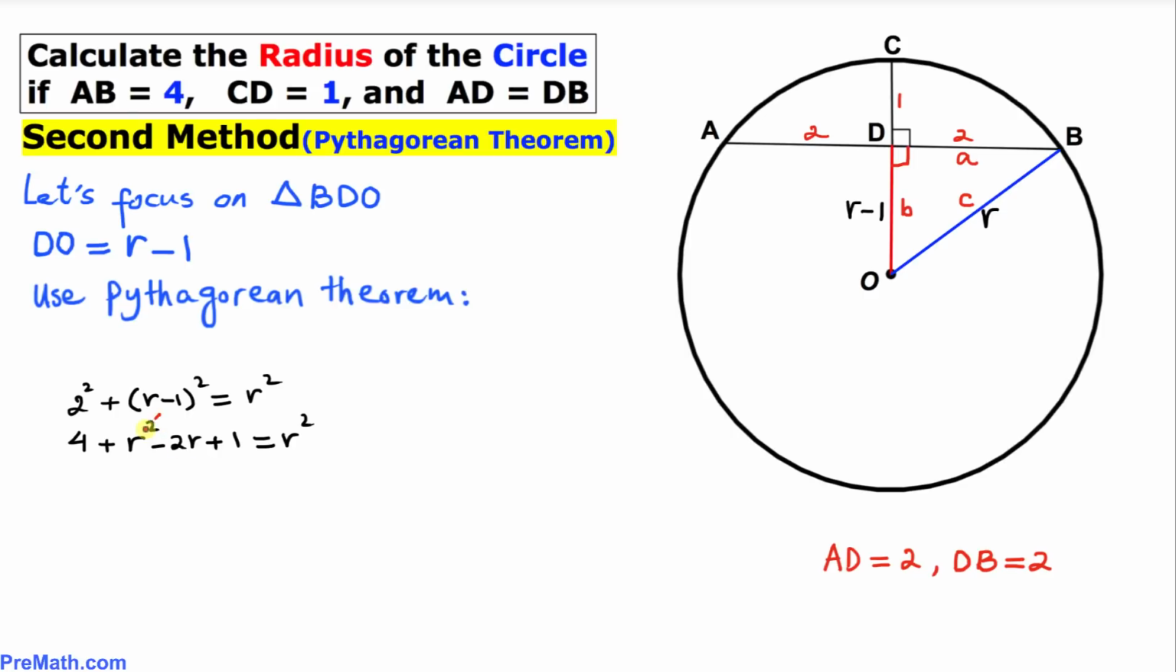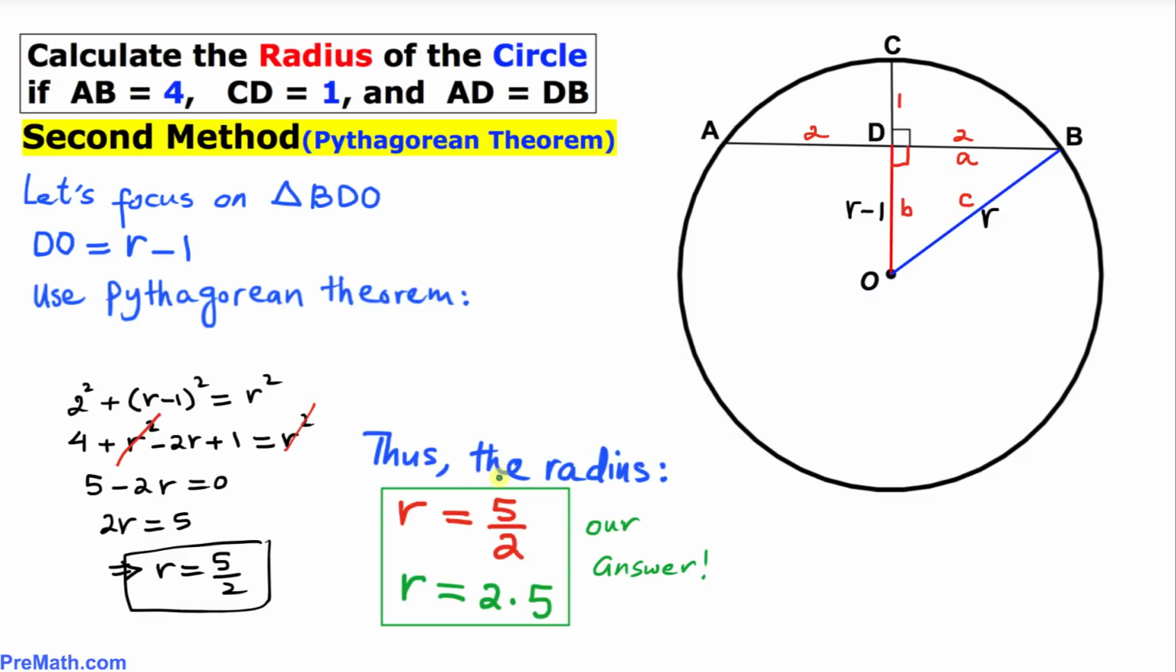And as we can see, this r square and this r square on both sides cancel each other out. So we got 4 plus 1 is 5 minus 2r equal to 0. That means 2r equal to 5, which means r turns out to be 5 over 2. So thus the radius turns out to be 5 over 2, or simply 2.5, and that is our final answer.